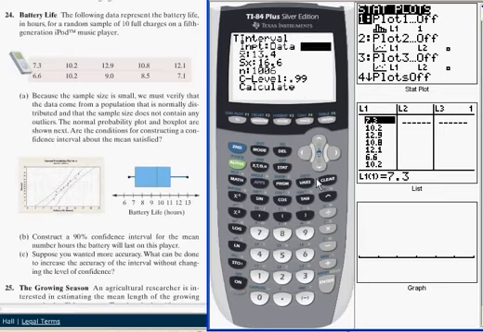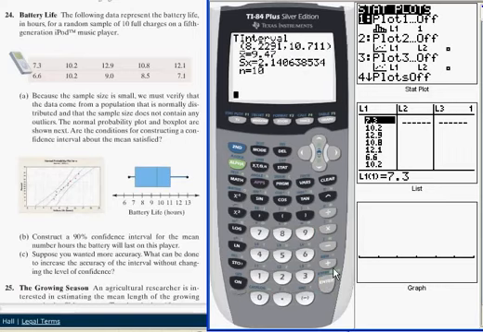Now I'm going to switch over to the data window, and now you can see it's prompting me for the list containing the data, and L1 is already indicated, so I'm going to leave that. Frequency, leave it as 1, and then the confidence interval this problem asks for in part B is 90%, so I'm going to type in 0.9, enter, and then calculate.